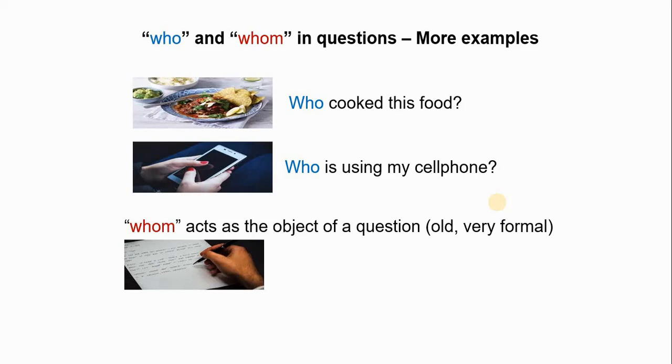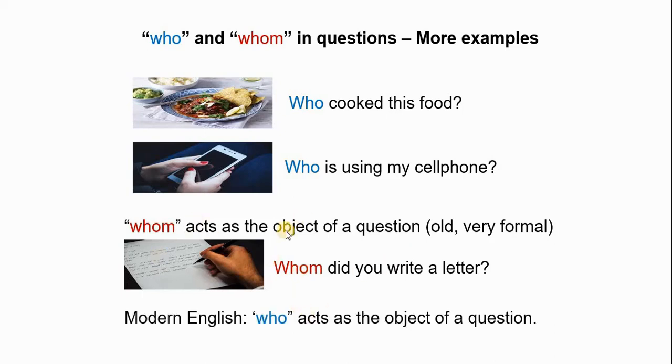Remember, whom acts as the object of a question in very formal English. Alright? Whom did you write a letter? So we have here you, subject, write, verb, and whom is the object. But remember, we don't really say this in modern English. In modern English, who acts as the object of a question. Who did you write a letter? Alright, so you is the subject, write is the verb, and who is the object.